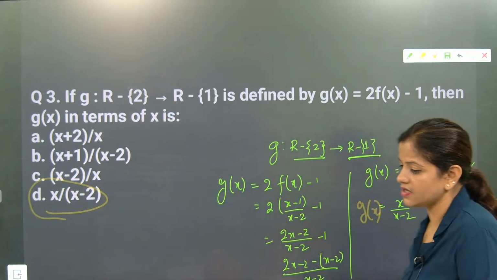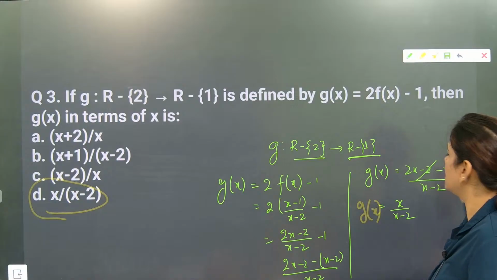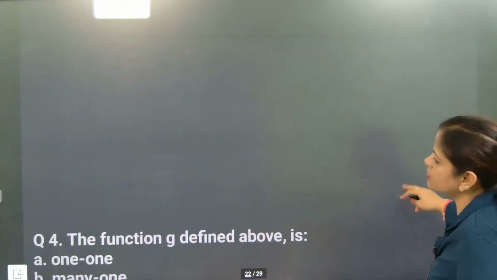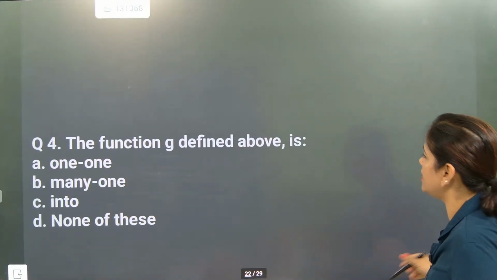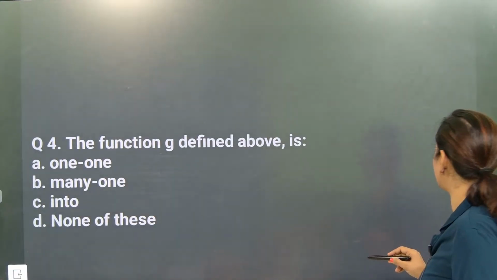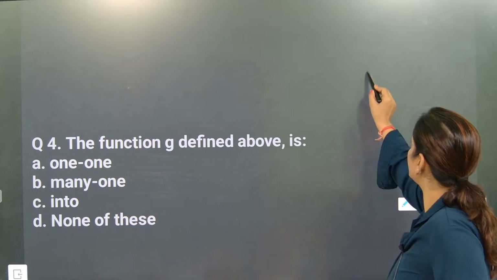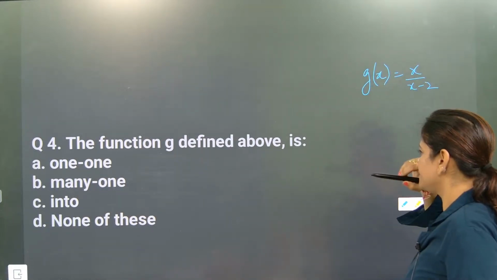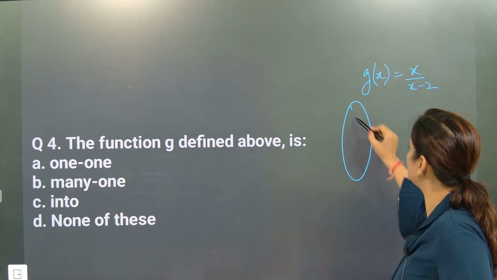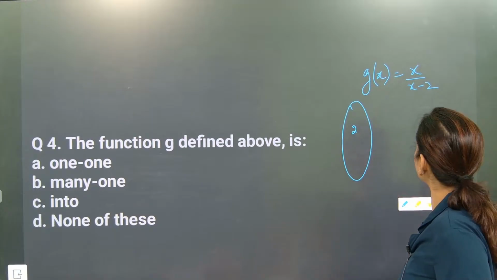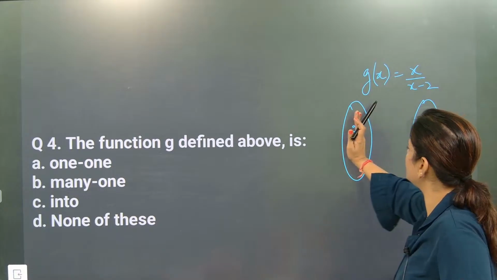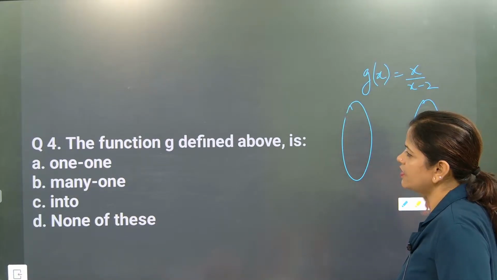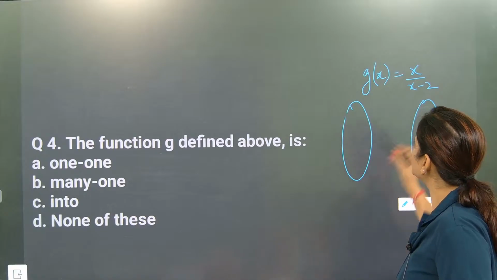Only solving is there and you will be able to solve. Okay. g of x is x/(x minus 2). This is one part of the question. Now the next part of the question: the function g defined above is what type of function? See, g value coming is x/(x minus 2). Now in this, 2 should not be there in the domain, and in this, 1 should not be there. So it can be any number, but 2 will not be there and here 1 will not be there. Okay.